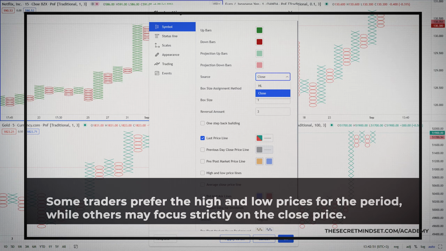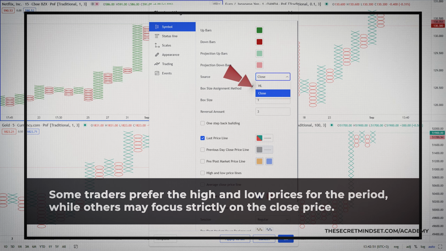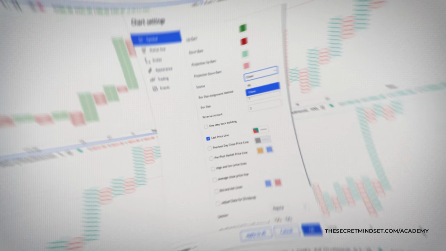Now, another aspect to consider. Old school traders typically prefer the high and low prices for the period, while others may focus strictly on a single price, such as the close one. Depending on the prices you use, you may get different results.